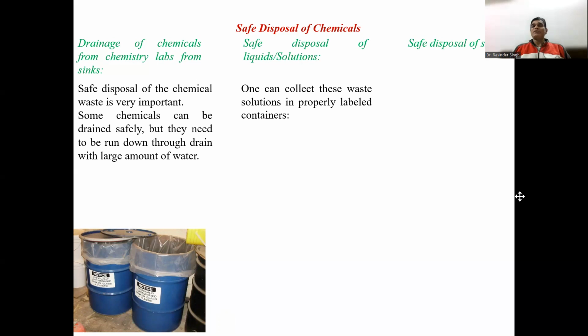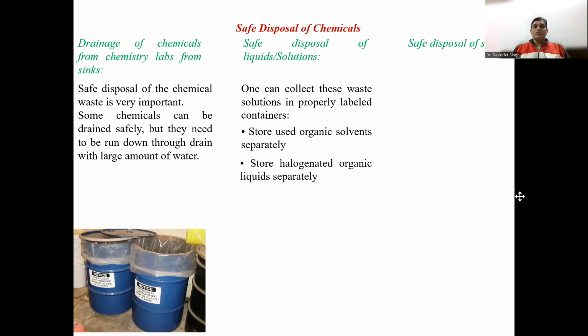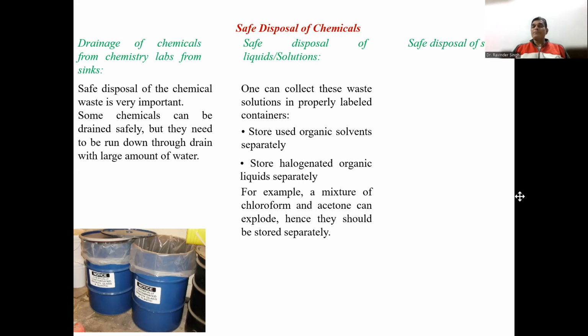In the safe disposal of liquids or solutions, one can collect this waste solution in a properly labeled container. Store used organic solvent separately in separate racks, and store halogenated organic liquid separately in separate bottles. For example, if we have a mixture of chloroform and acetone, that can explode, hence they should be stored separately. We must have complete knowledge about this safe disposal.